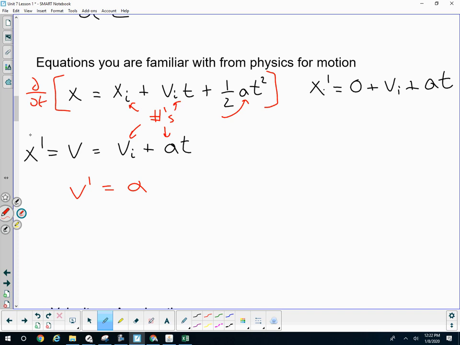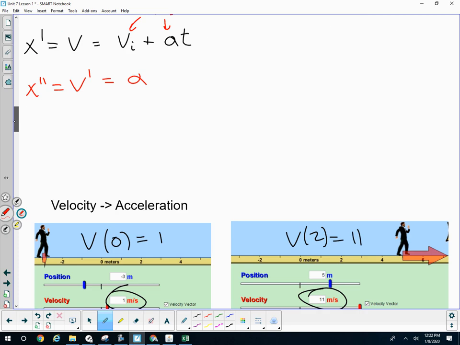Well, guess what? What does that mean, X? What does that mean in relation to X? When we're talking about V prime and A. X double prime is the same as V prime, which is the same as A. The second derivative of position, if you look at the concavity of position, you can tell acceleration.